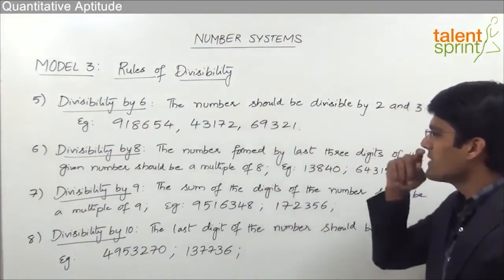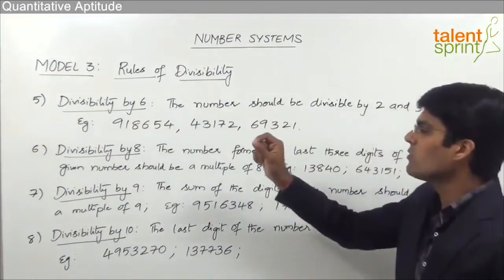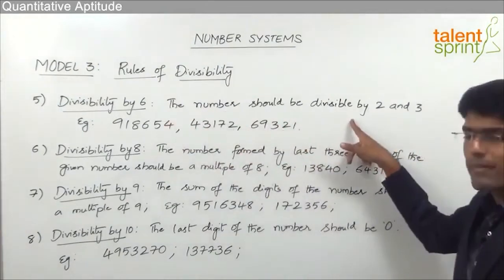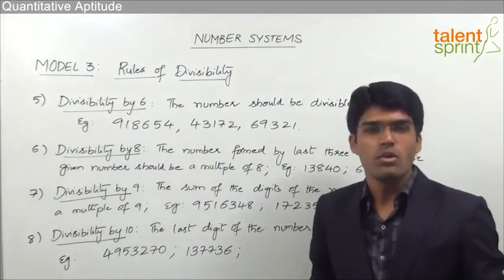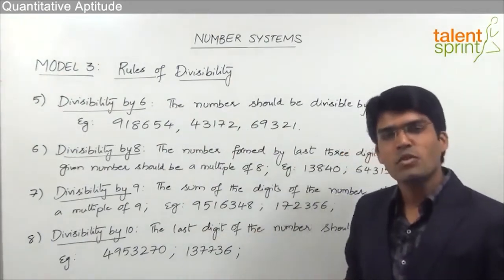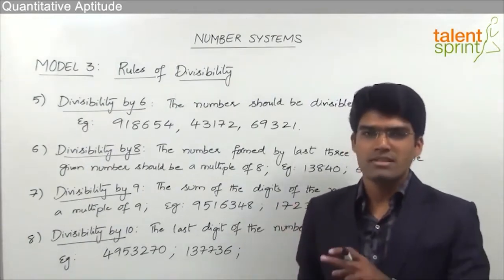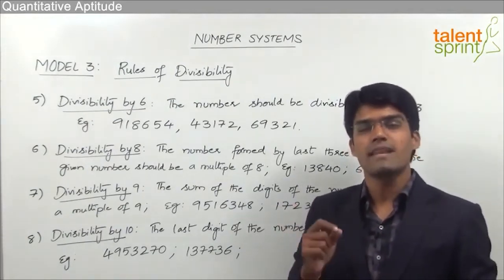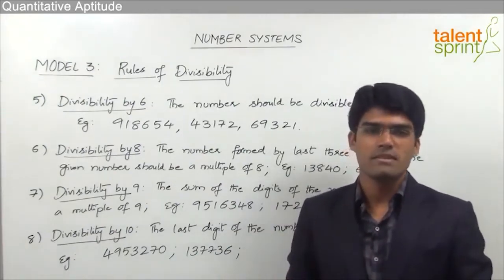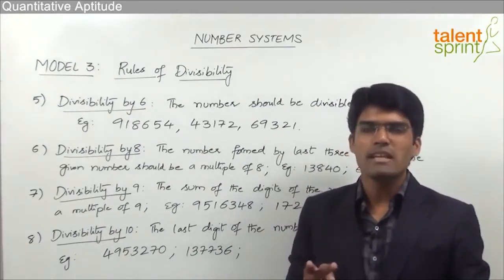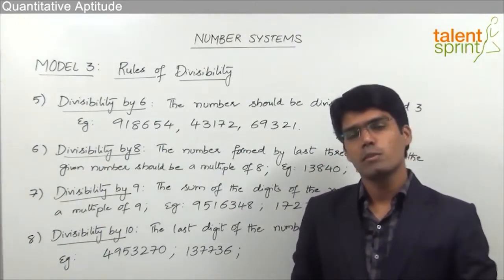Now a number is divisible by 6 if it is divisible by 2 and 3. So for a number to be divisible by 6, it should be divisible by 2 as well as 3. And we have already learned the divisibility rule for 2 and 3. That means for a number to be divisible by 2, it has to be an even number, because that's the divisibility rule for 2, and at the same time the sum of its digits should be a multiple of 3, because that is the divisibility rule for 3. So when both the divisibility rules of 3 and 2 are satisfied, then the number is divisible by 6 as well.